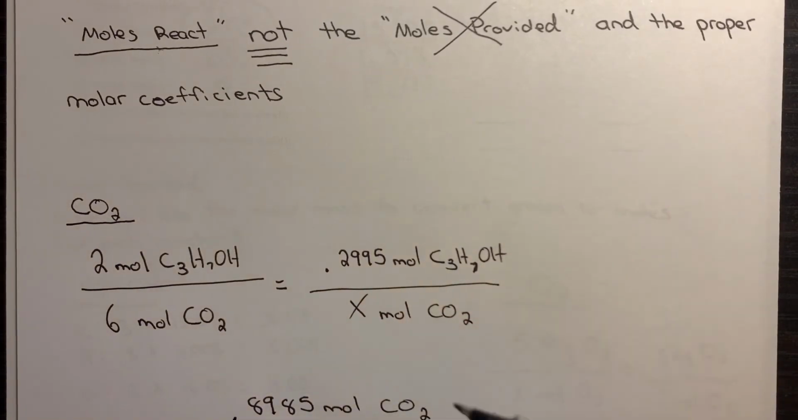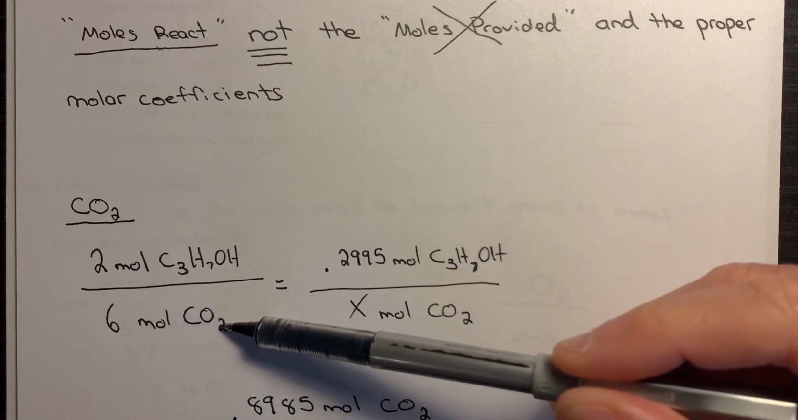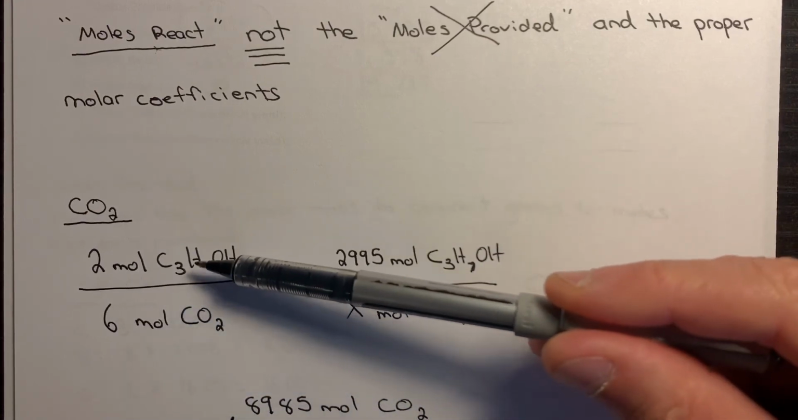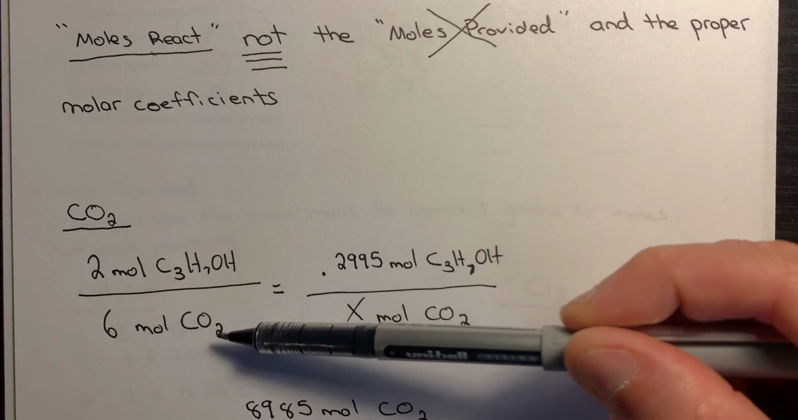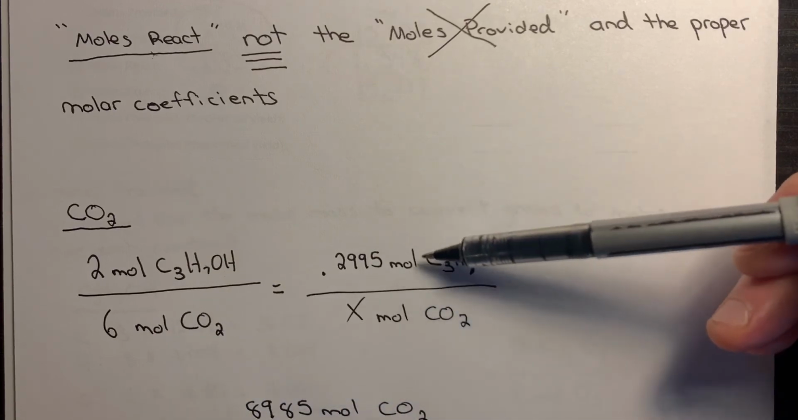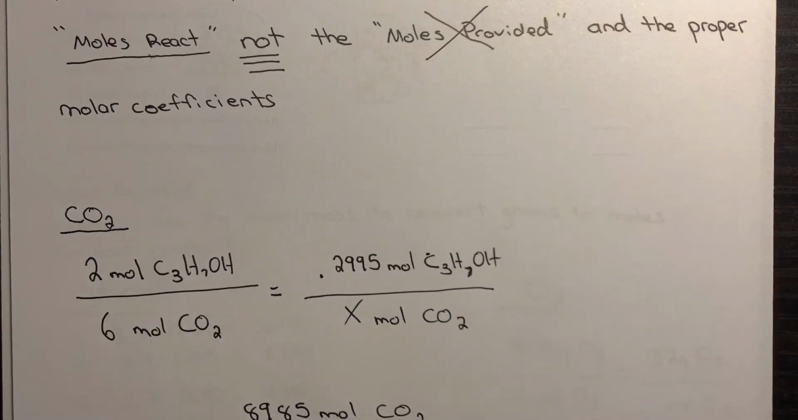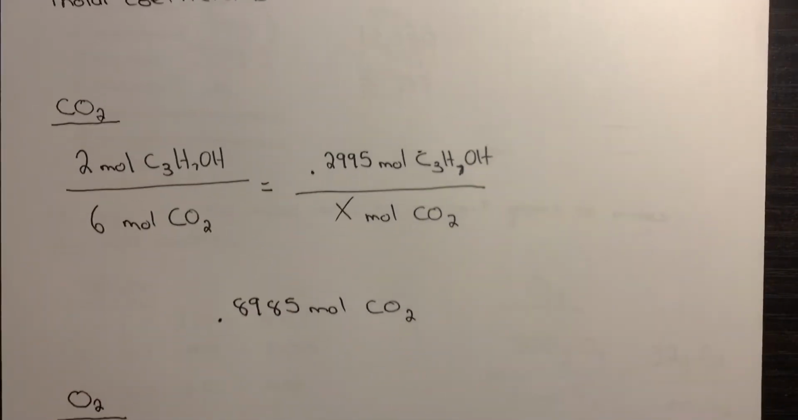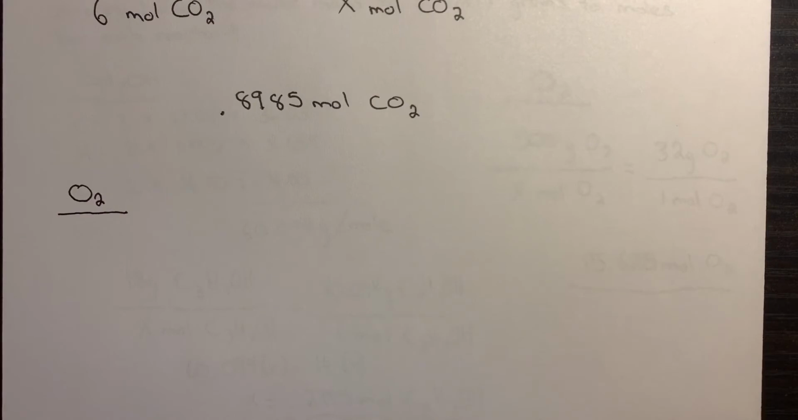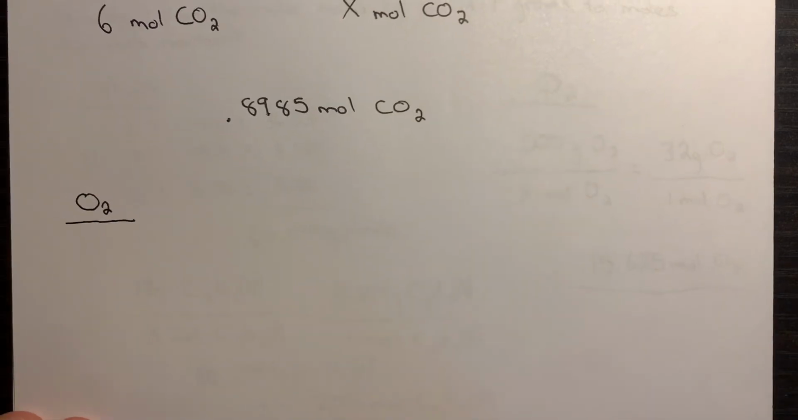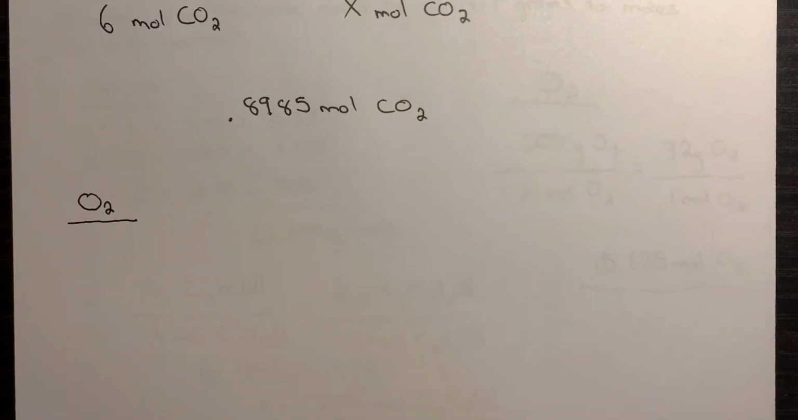So again, I use the relationship between our 2-propanol and the carbon dioxide, knowing that whenever 2 moles of this react, I can form 6 moles of carbon dioxide. This is how much I actually have available to react, so I can solve for moles of carbon dioxide. In solving for oxygen, I can do the same thing. Just for good measure, let's go ahead and use the other reactant.